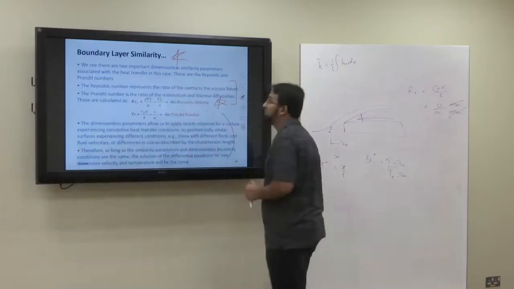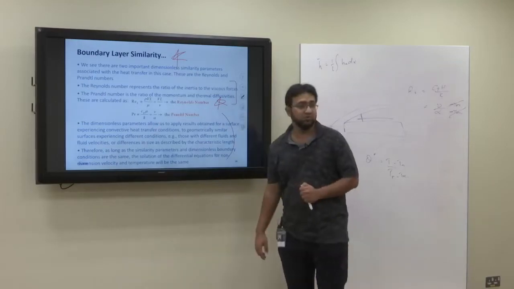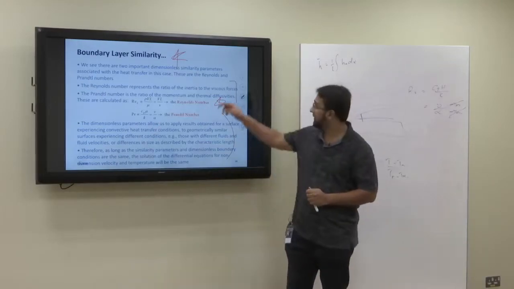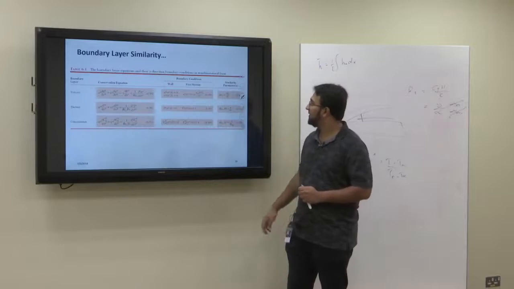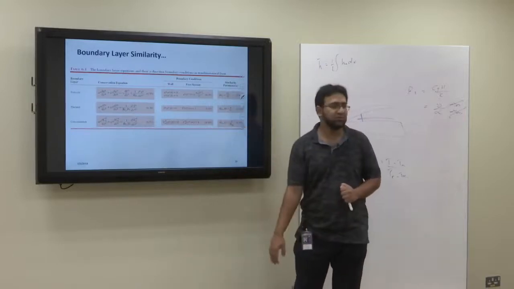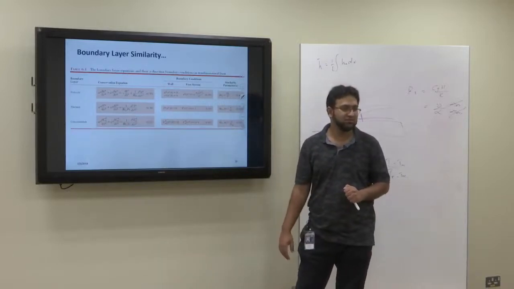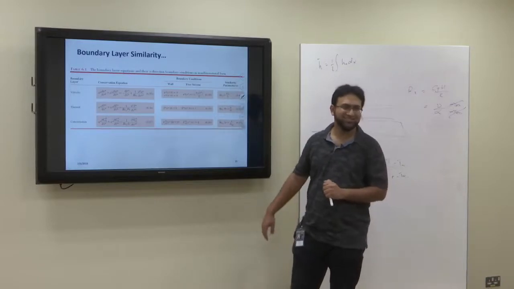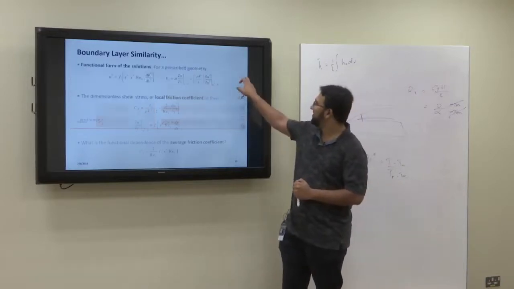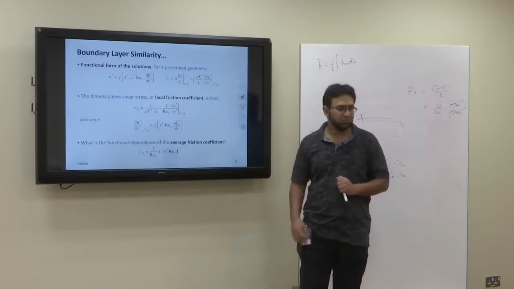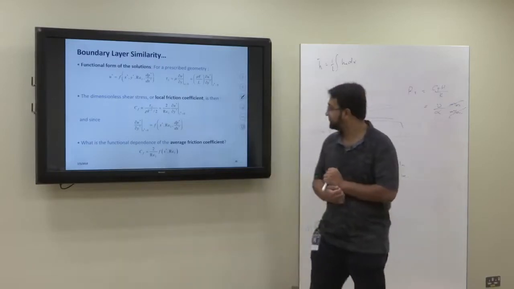This is about the importance of Reynolds number and Prandtl number. Okay, this table is not important for the heat and mass transfer case. It's important for fluid mechanics. So it's also not there in the book of tables.